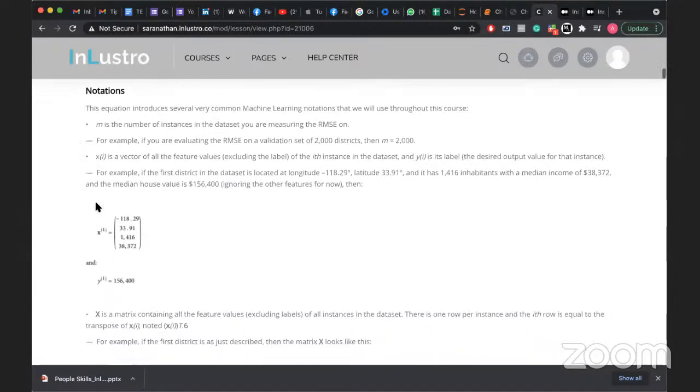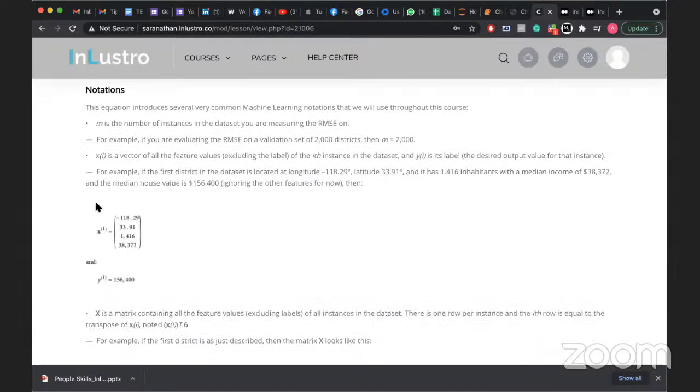So for example, here we have an example. If the first district in the data set is located at longitude minus 118.29 degree, latitude 33.91 degree, and has 1,416 inhabitants with a median income of $38,372, and the median house value is 156,400, then what do you have as X? Minus 118.29, 33.91, 1416, 38,372. These are the input features of the model. The output is the actual median housing price, which is 156,400, right?